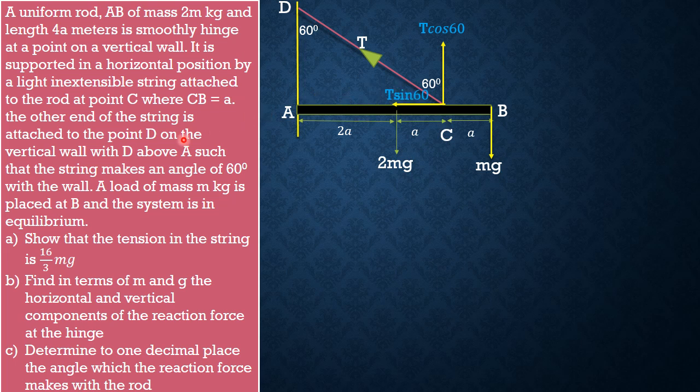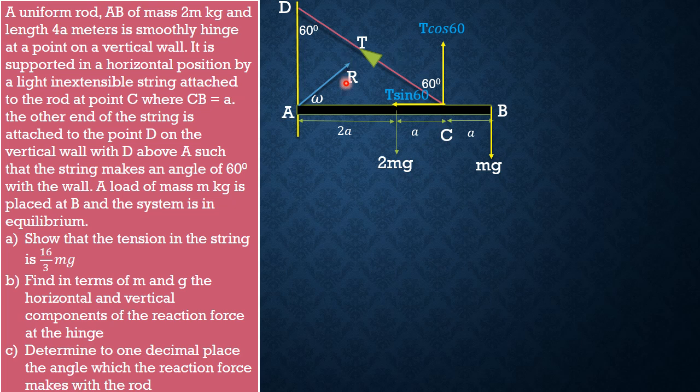Great. Then friends, there's going to be some reaction force where the rod is smoothly hinged. This is going to be the vector that represents it. We can call that capital R. And it is going to be at some angle. We can call that angle omega. That's the angle the reaction force makes with the rod. Great. So friends, we have our diagram in this form.